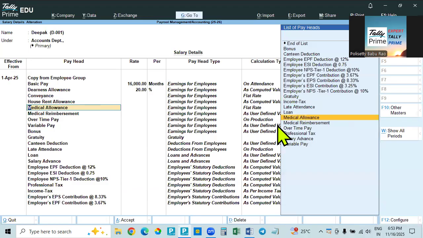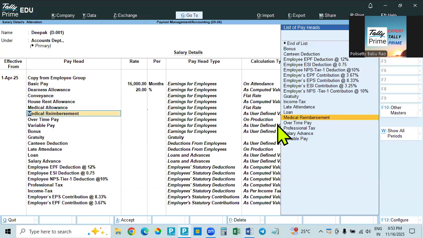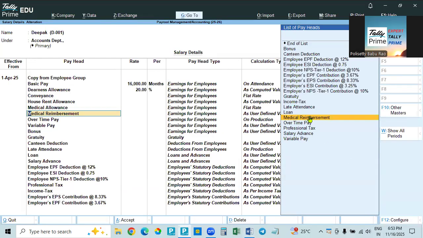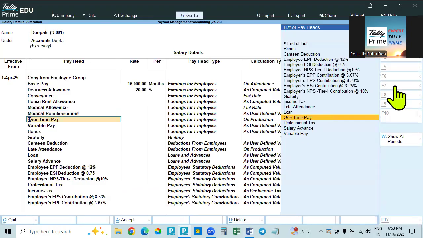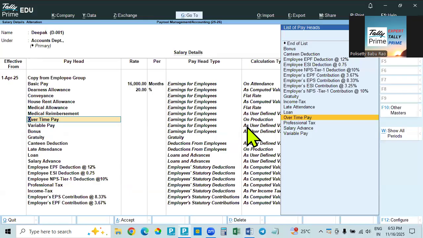House rent allowance will be calculated, and then medical allowance is not available to anyone, and then medical reimbursement is available. Medical reimbursement is available, but to him, medical allowance is not available. Even if it is available, it is user defined. Okay. Then bonus is available. Bonus is available. It is user defined.